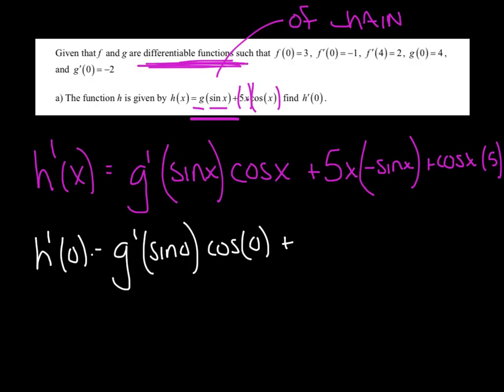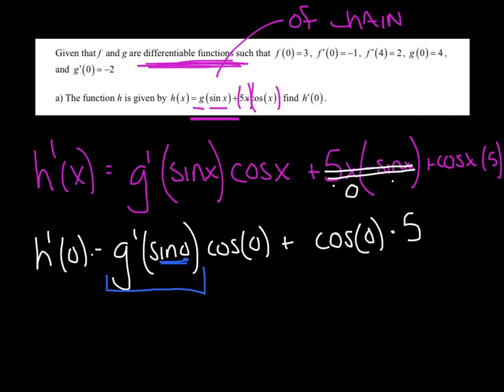Well, this is beautiful. I have 5 times 0 times sine of 0. But the second I plug a 0 in and multiply, that just kills those terms. So I'm going to say plus the cosine of 0 times 5. Now just be real careful, this is the one we've got to watch. What is the sine of 0? Hopefully you know it's 0. But now it's not g prime times 0, it's g prime of 0.